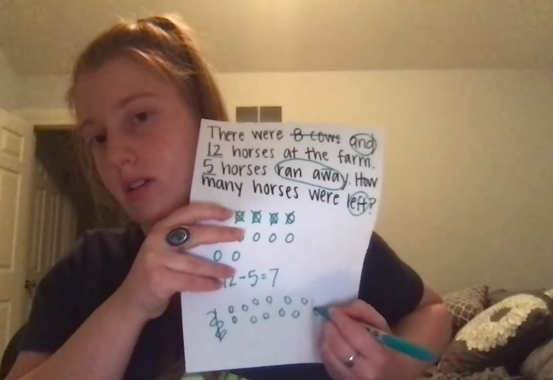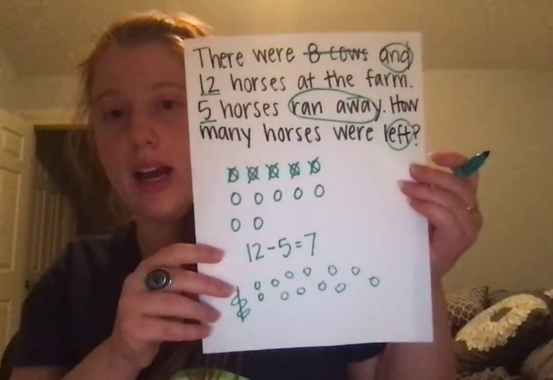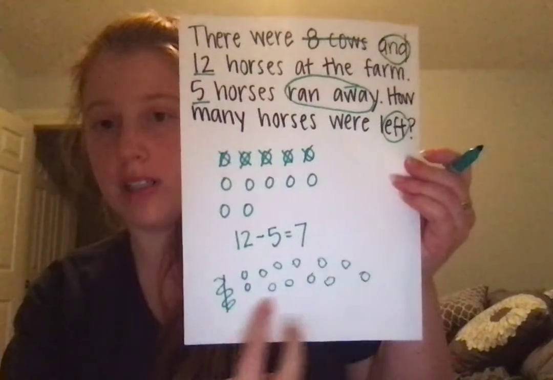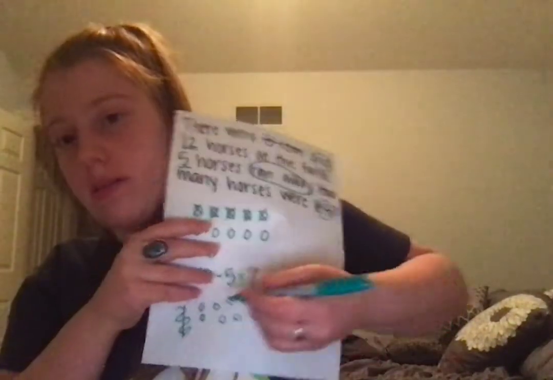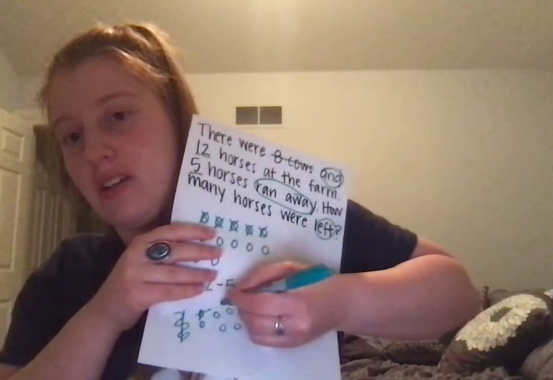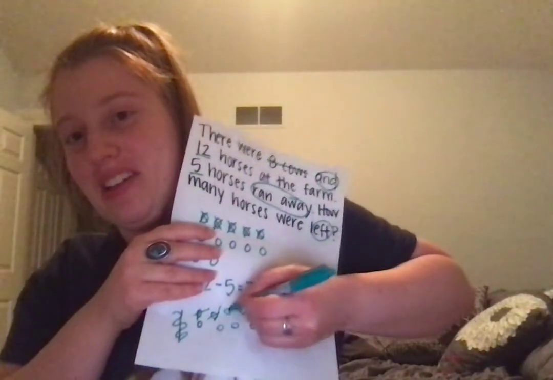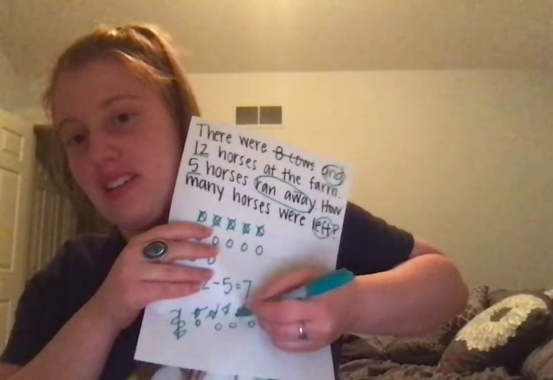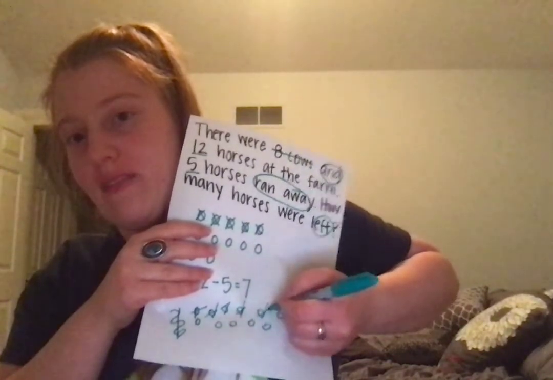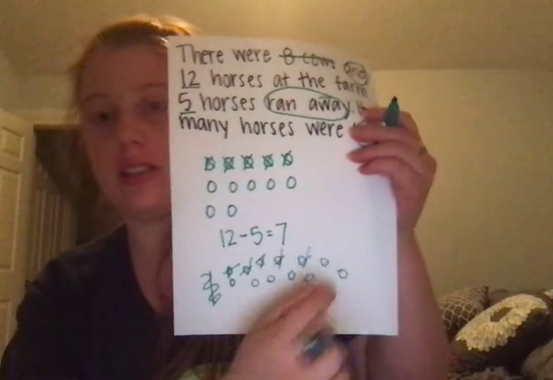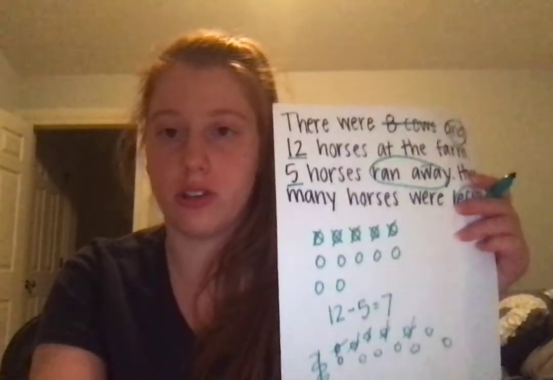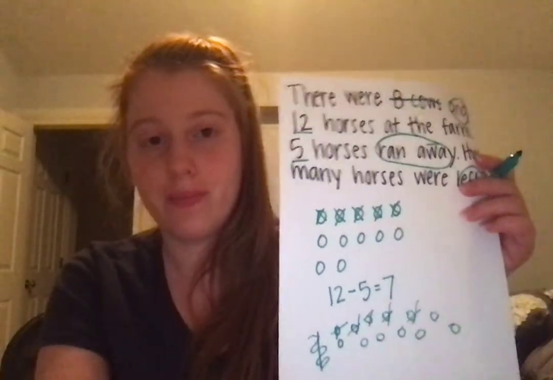Nine, 10. Okay, so now I have enough ones that I can take away 5. So I'm going to cross out 1, 2, 3, 4, 5. And now I know my answer is 5, 6, 7. So you get the same answer, you just do it a little bit differently.